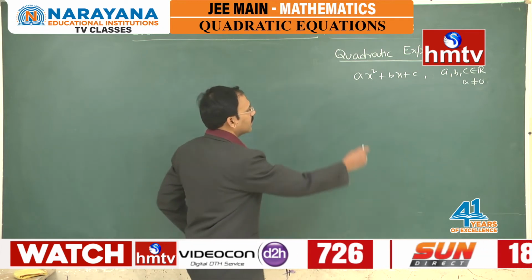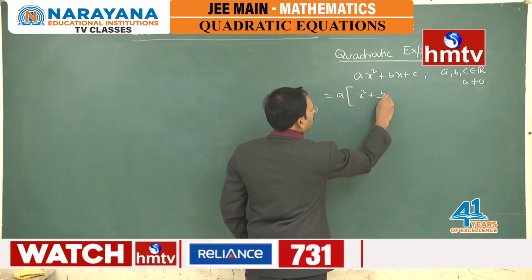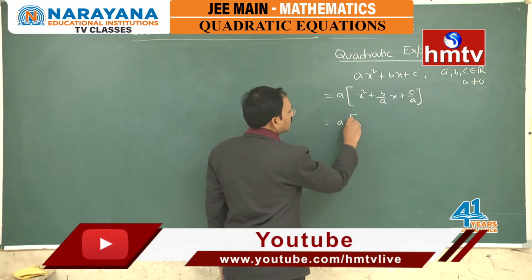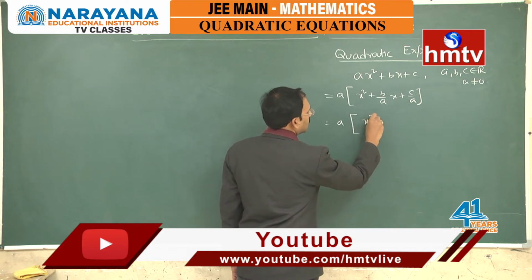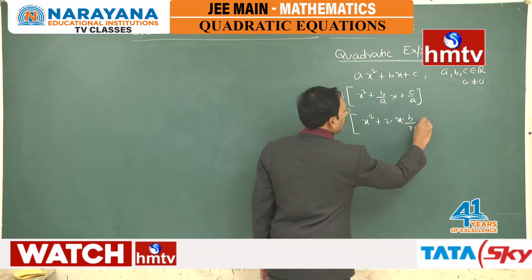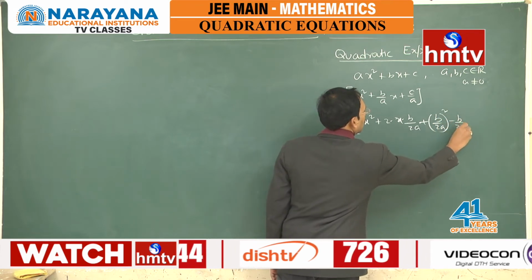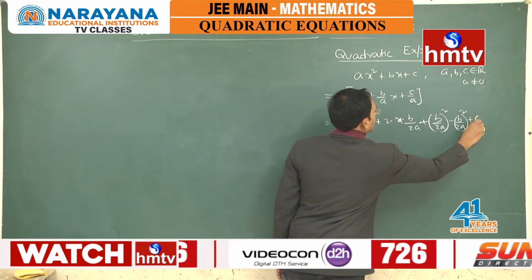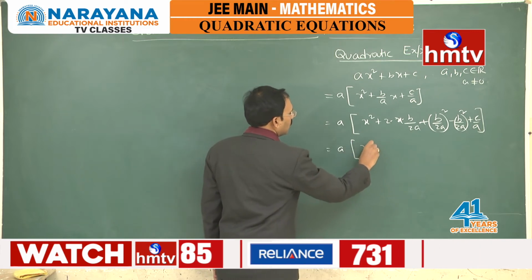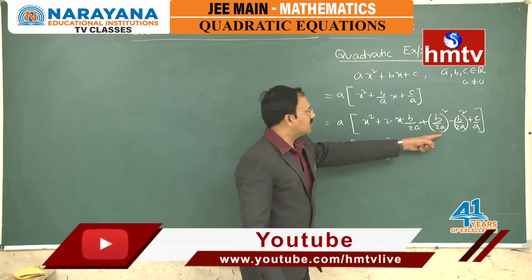Now, every quadratic expression of this form can be written by taking a common: x² + (b/a)x + c/a. To write the complete square format, we write x² + 2·x·(b/2a) + (b/2a)² − (b/2a)² + c/a, which is going to be a(x + b/2a)² up to these three terms.